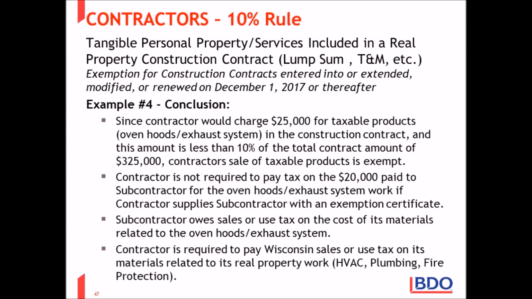Yeah, and one other comment, and we don't have an example in here on this, and probably could have, is dealing with the subcontractors. In example number 4, the contractor's charge of $25,000 was less than the 10% of the contract. But you could have an example where the amount between the contractor and their customer is more than the 10%. So let's say they were charging $35,000, which would be more than the $325,000. It would not meet the 10% rule. But if the subcontractor was providing more than the oven hood's exhaust system, and if that taxable $20,000 was less than 10%, their contract would meet the 10% rule, and then you'd apply the 10% rule to that specific contract.